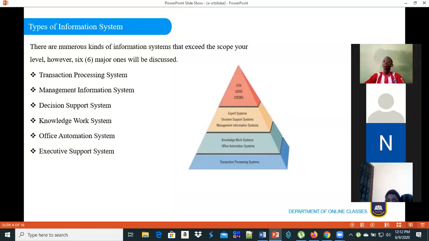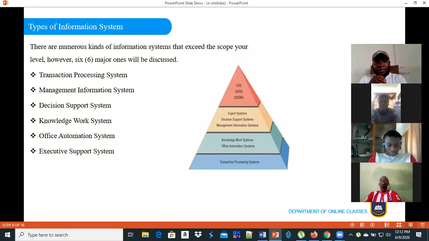This is English. How do you understand transaction? Transaction processing system. This is English, purely English. So by transaction processing system, how do you understand it?